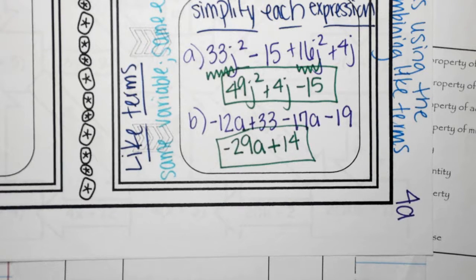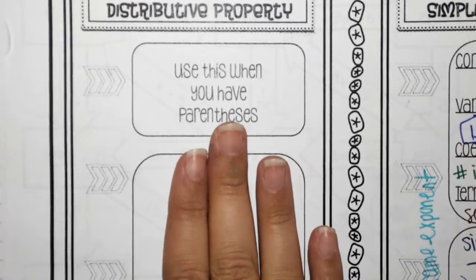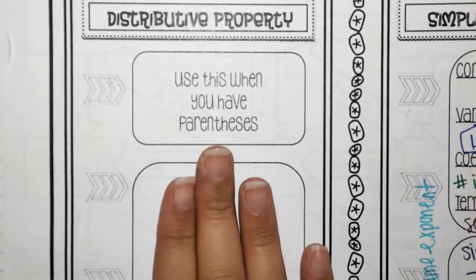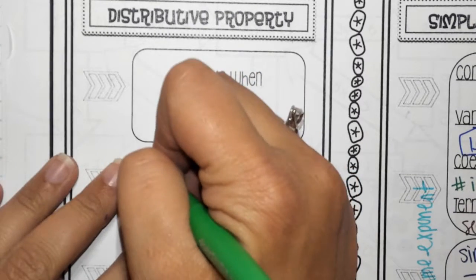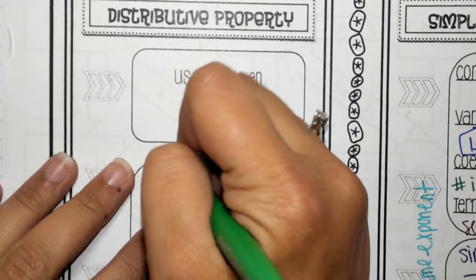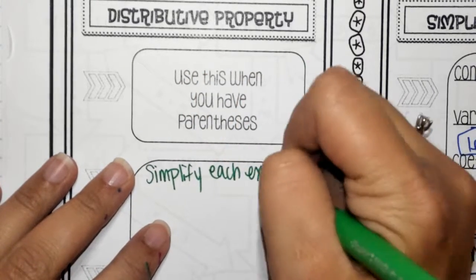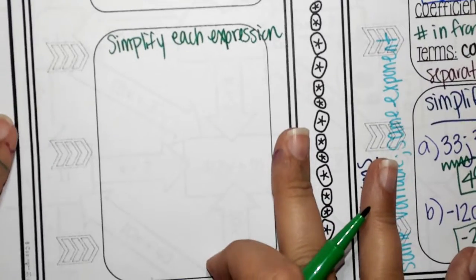All right, are we ready to distribute? Do we have any questions about that problem? Okay, so we distribute when we have parentheses, and you use it when there's a letter inside the parentheses. What mathematical operation is the distributive property? Multiplication. All right. Simplify each expression. If it was an equation, would it say simplify or would it say solve? Solve. Awesome.